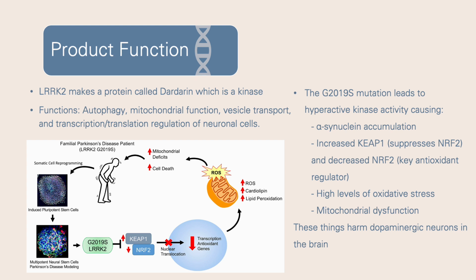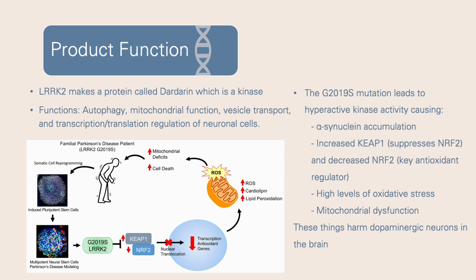Alpha-synuclein is a protein that helps with nerve cell function. They clump together to form Lewy bodies, which are toxic to neurons. A hyperactive LRRK2 can block or slow down the process that clears alpha-synuclein, causing buildup and Lewy bodies.